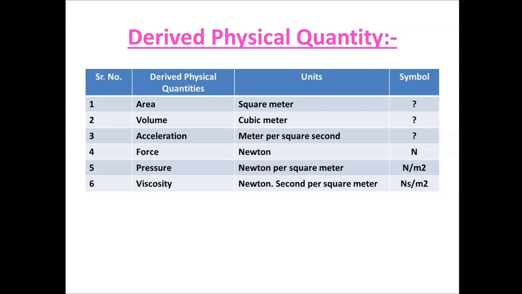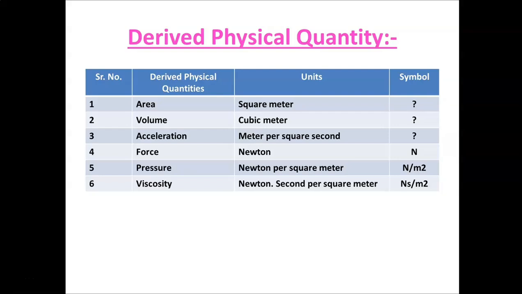Third one, acceleration. Acceleration is nothing but the rate of change of velocity with respect to time. So that's why the unit is meter per second square, meter oblique s square. We can express it symbolically. Fourth one, force, newtons. Symbolically it is expressed in newton. It is also expressed in another way, that is kg meter per second square.